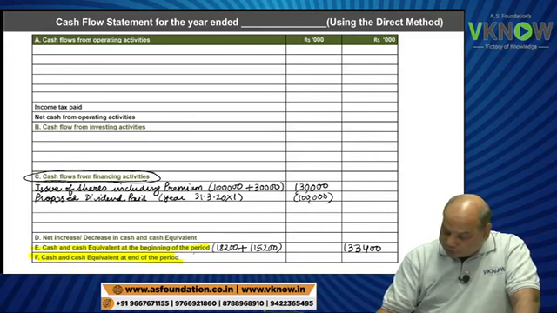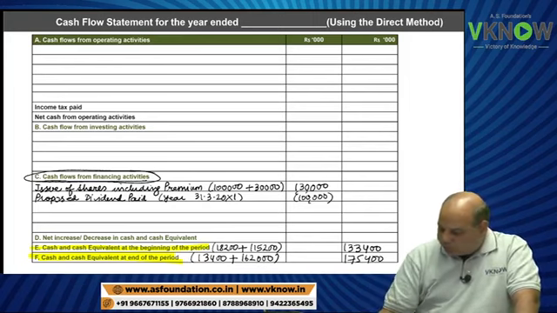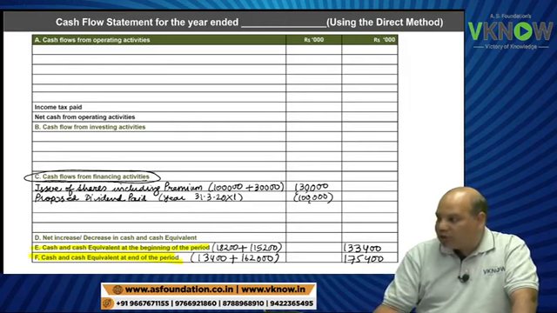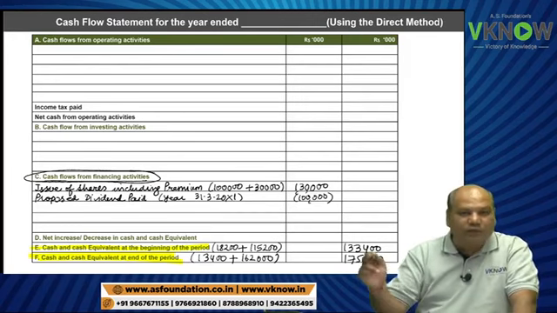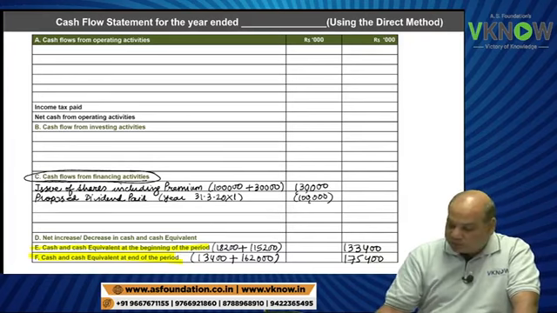And this cash and cash equivalent at the end: cash in hand 13,400 plus 1,62,000, which is equal to 1,75,400. So this is my cash and cash equivalent. It will have cash in hand, cash at bank, and short term marketable securities also, but in this problem marketable security is not there. Bills receivable we have done.